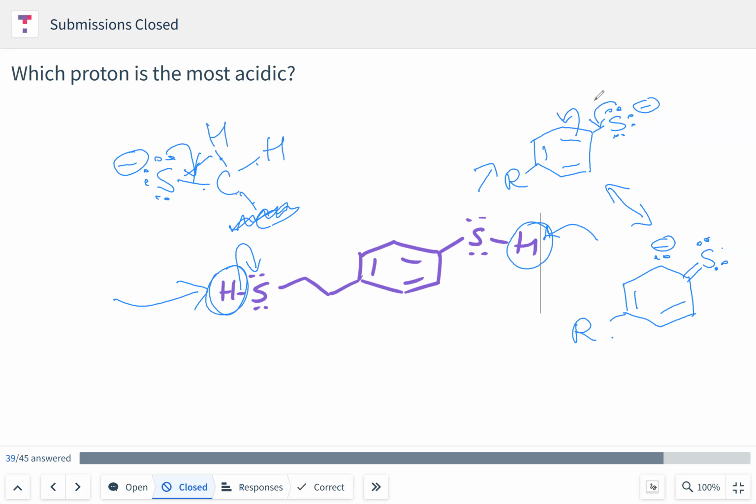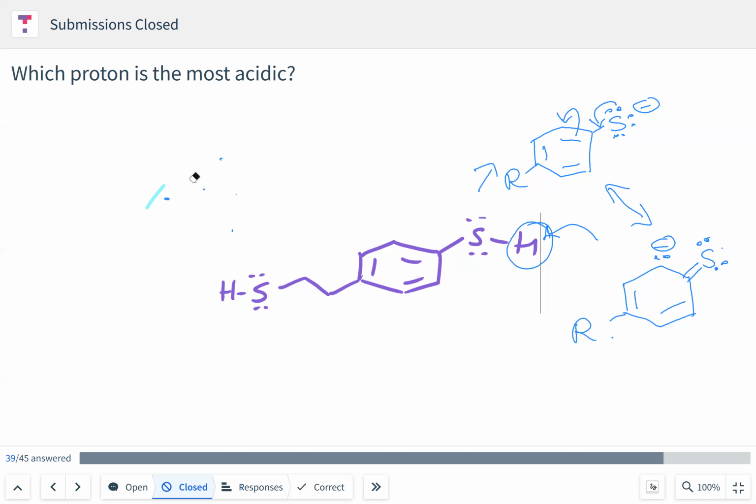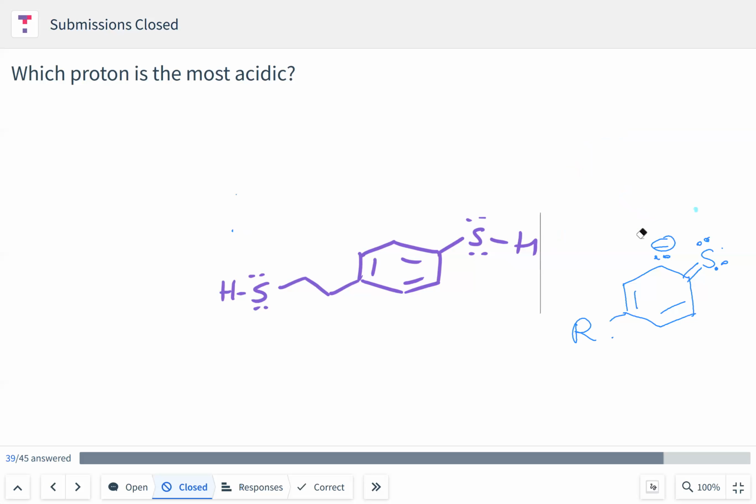So in each case, what we're comparing is an SH bond to an SH bond. So there's no difference in electronegativity or anything like that. So this is purely resonance. The difference would be purely based upon resonance.